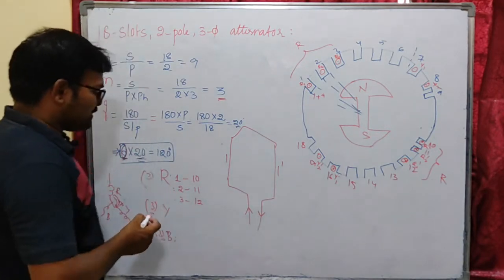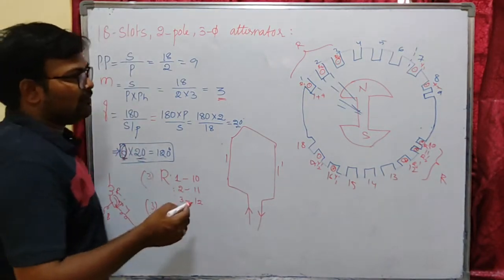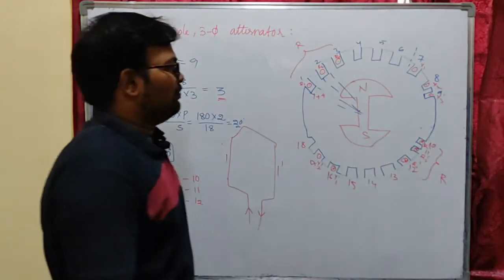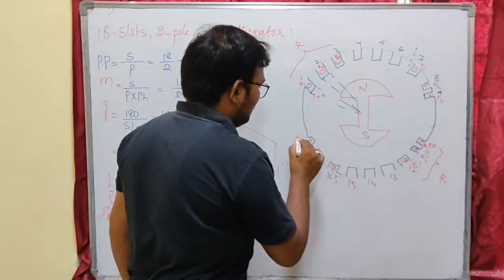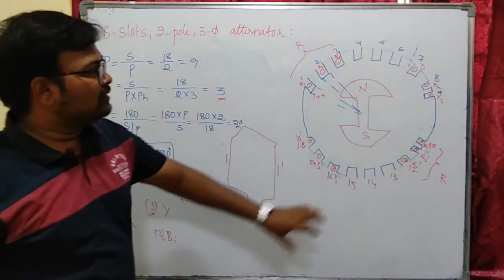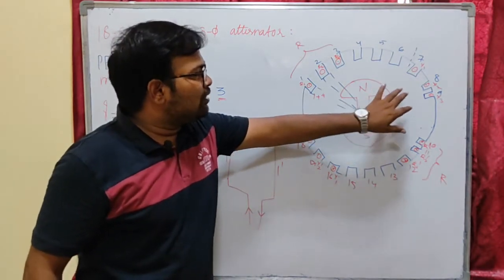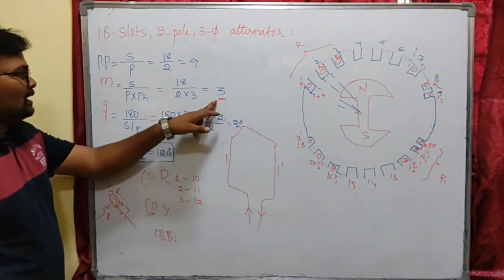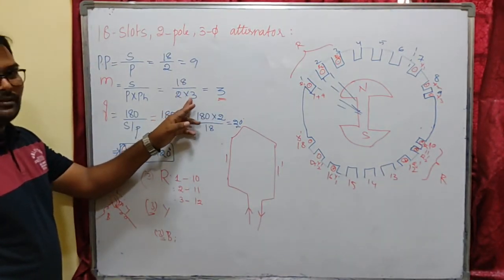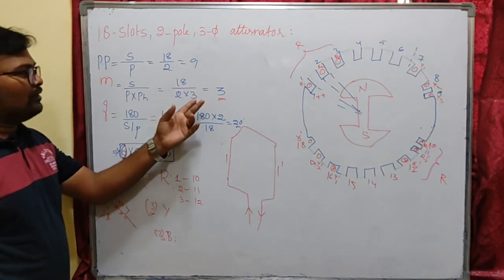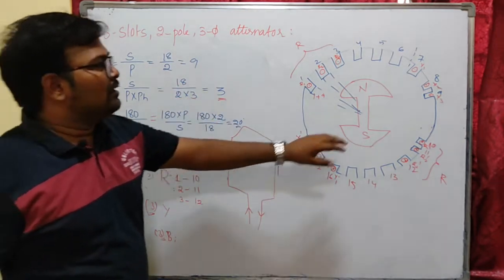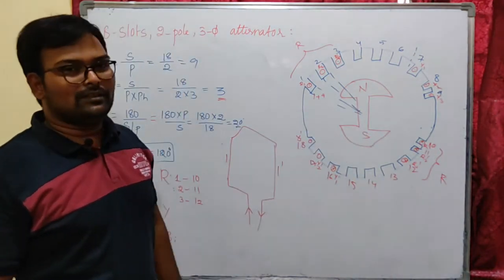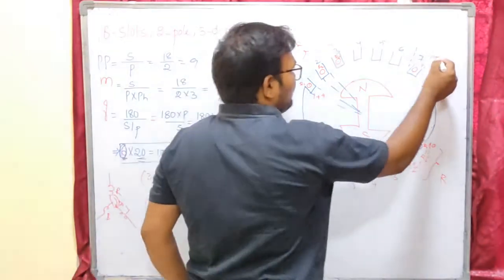So I will be having 3 slots for each phase. For Y phase also I will be having 3 slots. This is my third coil for Y phase, that is Y3, and this is Y3 dash. Under one pole I have 3 slots per phase. Here, under the north pole I have 3 slots for Y phase, and under the south pole I have 3 slots for Y phase. This 3 is nothing but the number of slots per pole per phase. That means how many slots there are for one phase under one pole. So for the north pole I have 3 slots, and for the south pole also I will have 3 slots. This is for Y phase.